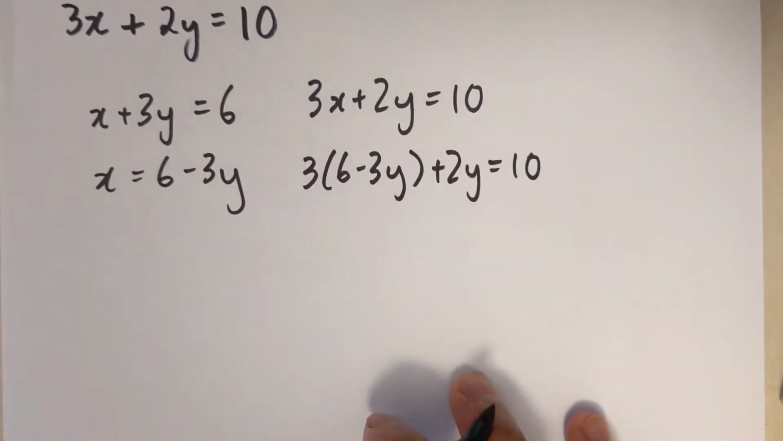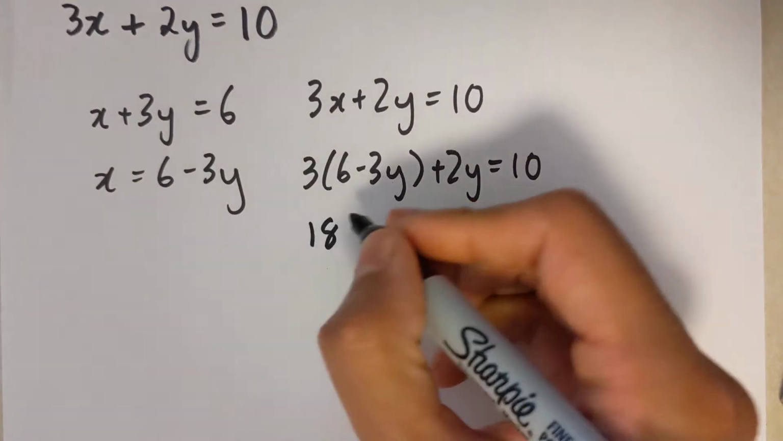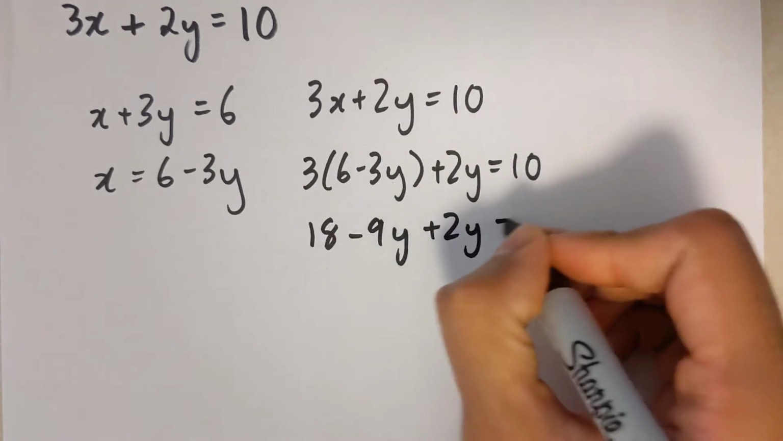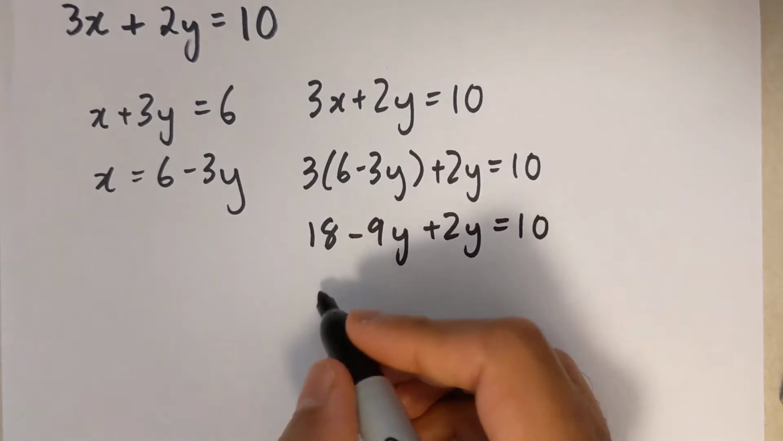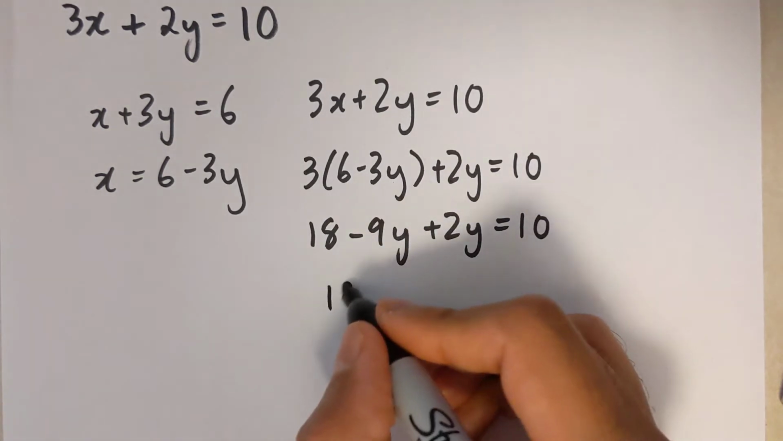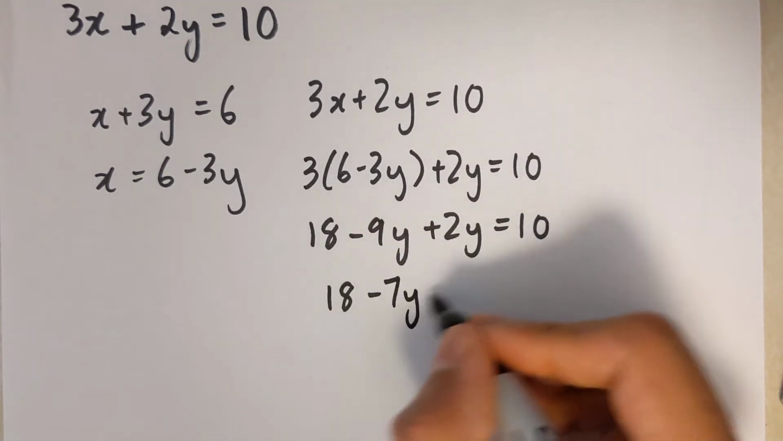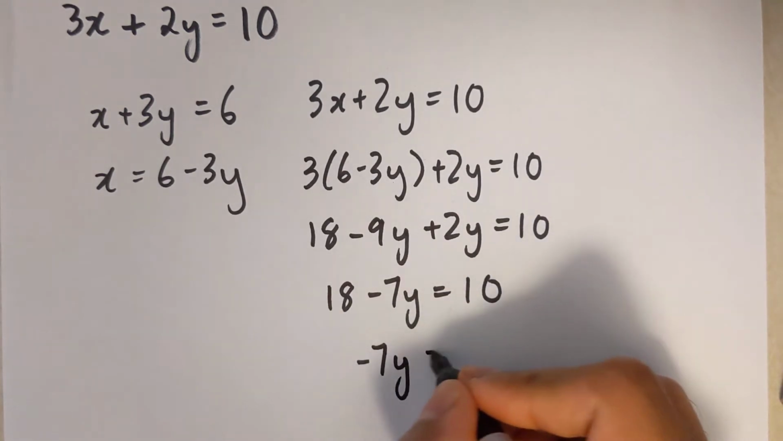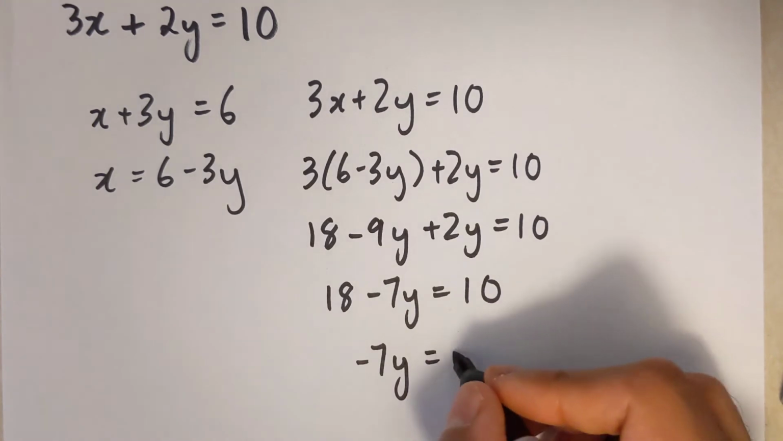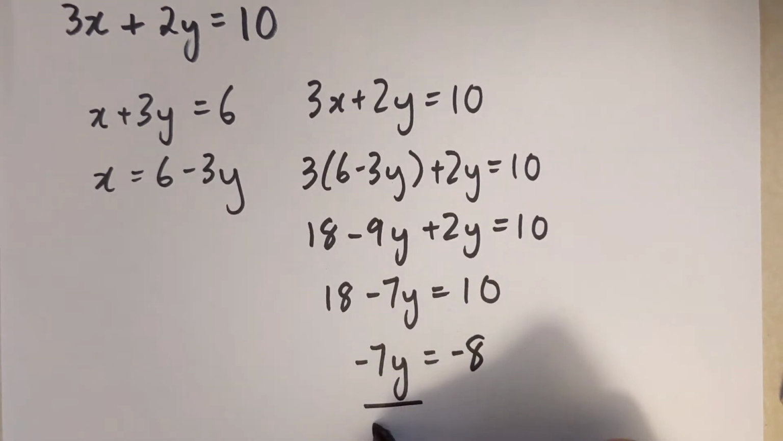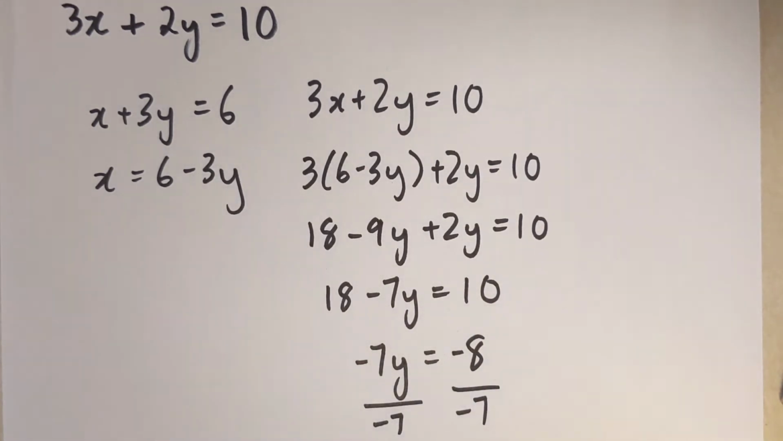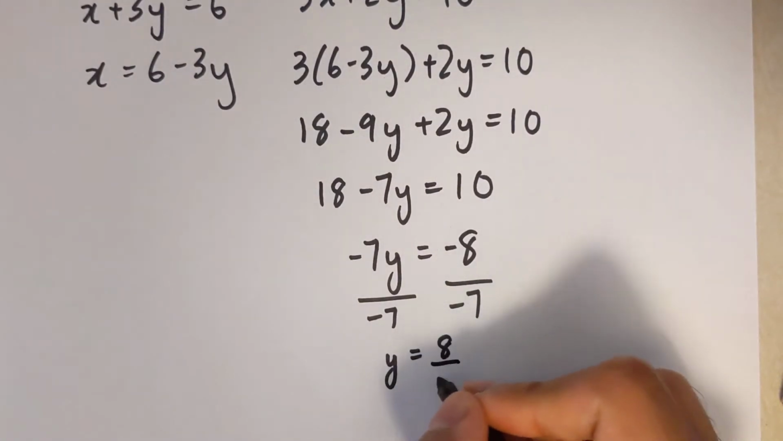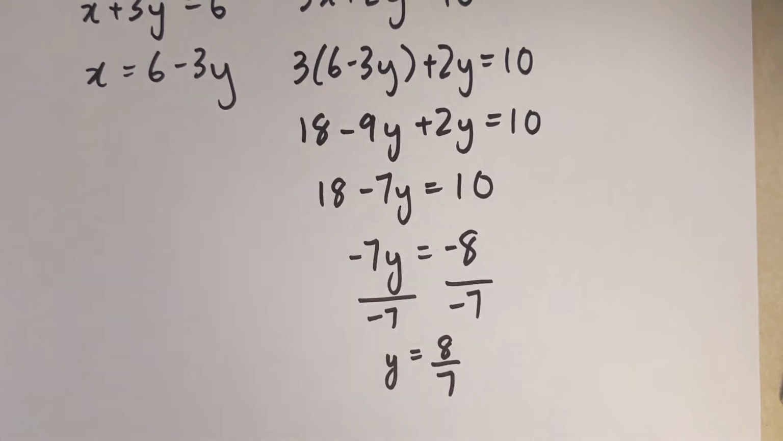And now I'm going to solve this. So 3 times 6 is 18, minus 3 times 3 is 9y. Negative 9y plus 2y is negative 7y. I'm going to move the 18 to the other side, so negative 7y equals 10 minus 18, which is negative 8. And then I'm going to divide both sides by negative 7. So I get y equals 8 over 7. Final solution is a fraction.